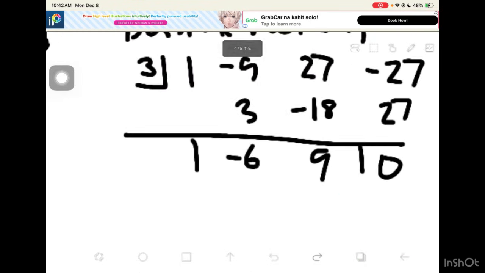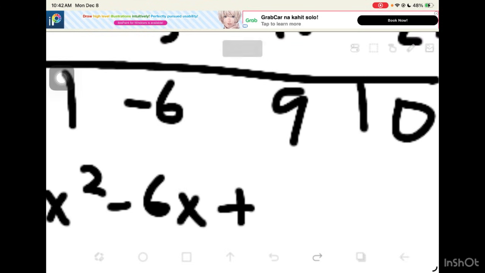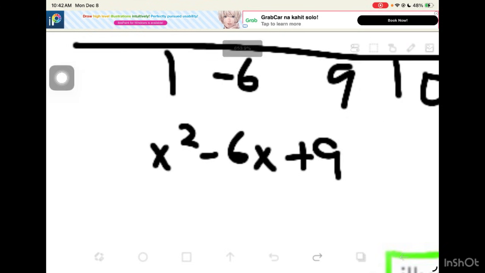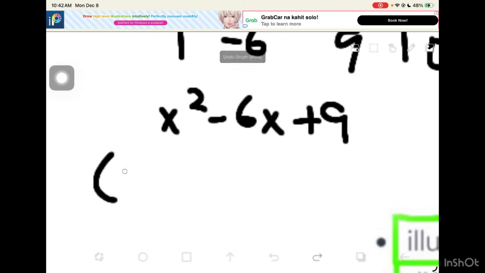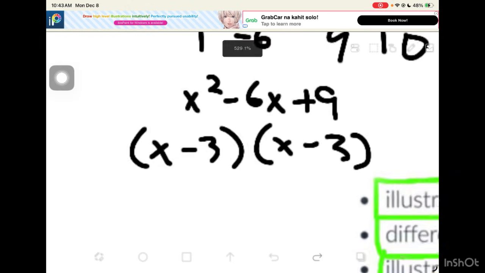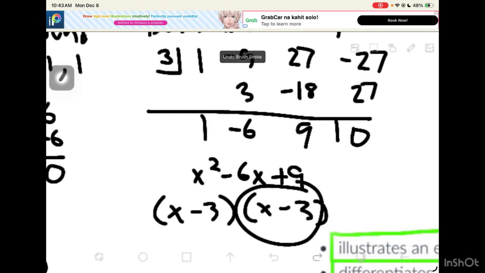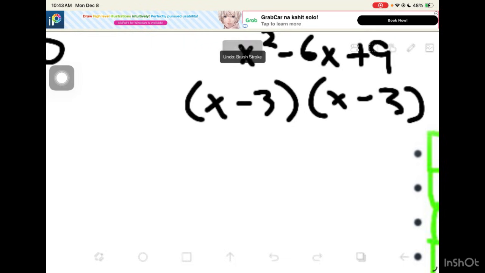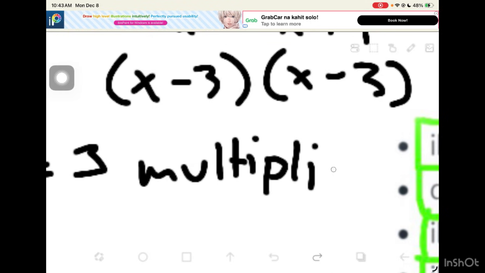So we know that 3 is a root, and we have x squared minus 6x plus 9. This is a perfect square trinomial. So it can be factored into x minus 3 and x minus 3. So we have 1, 2, and 3. So therefore, your answer is x is equal to 3 with multiplicity of 3.